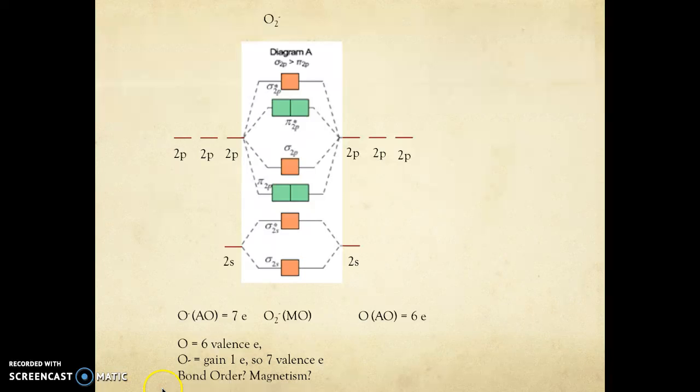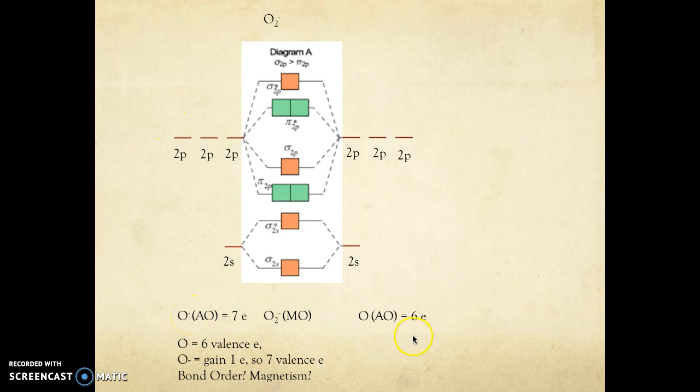Good morning. Today we'll be doing an example of molecular orbital theory. Shown here is one example using O2 minus. So on each side of your MO diagram will be the atomic orbital. On one side we're gonna put the oxygen minus here.